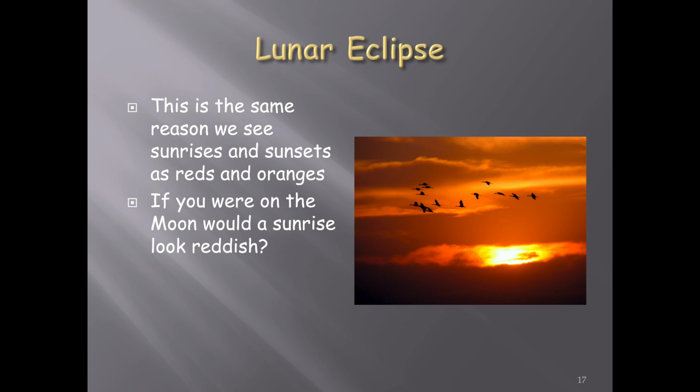So does the moon have an atmosphere? No, it does not. So would sunrise and sunset be oranges and reds and sometimes pinks and purples? No, it would not. It'd just be sun on or sun off because it lacks an atmosphere.